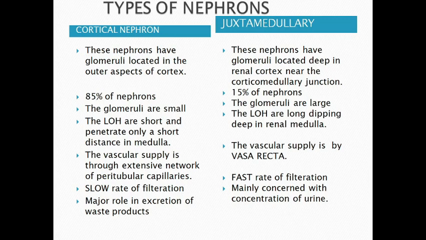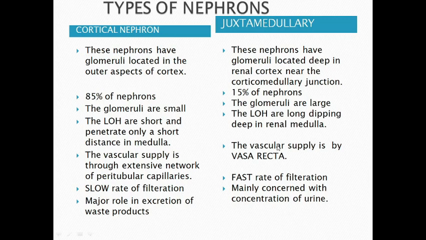The glomeruli of cortical nephrons are small, whereas the glomeruli of juxtamedullary nephrons are large. The loops of Henle of the cortical nephrons are short and they penetrate only a small distance into the medulla. So you can remember cortical nephrons: small loop of Henle penetrating a short distance into the medulla but having a larger percentage.